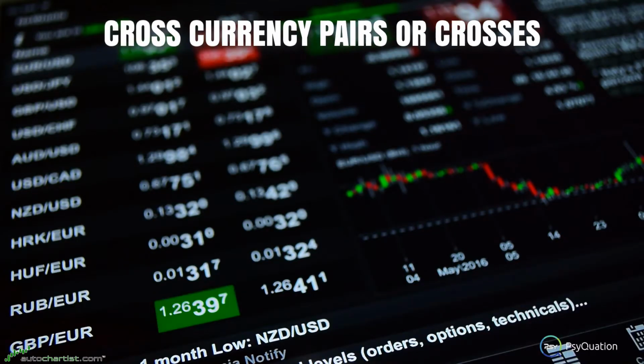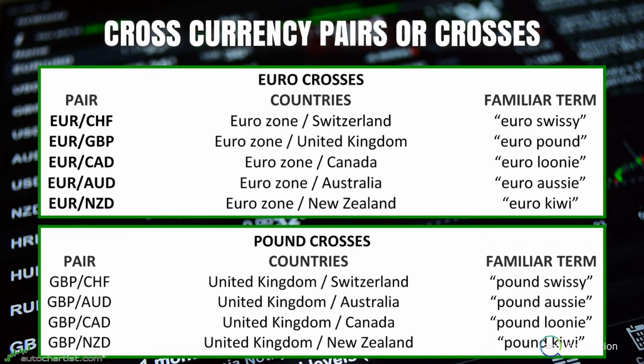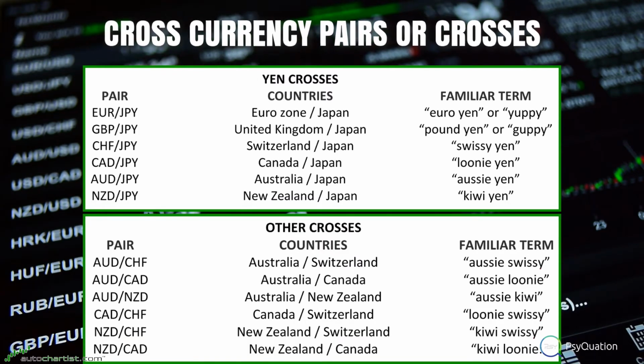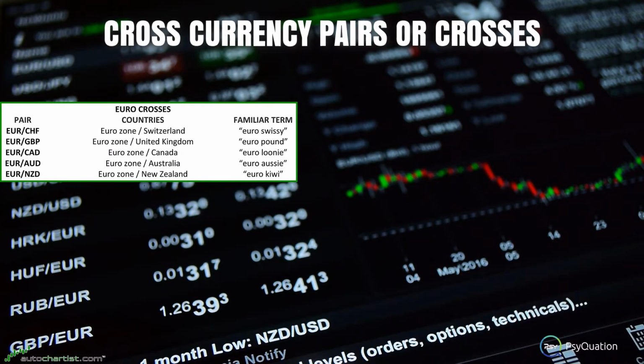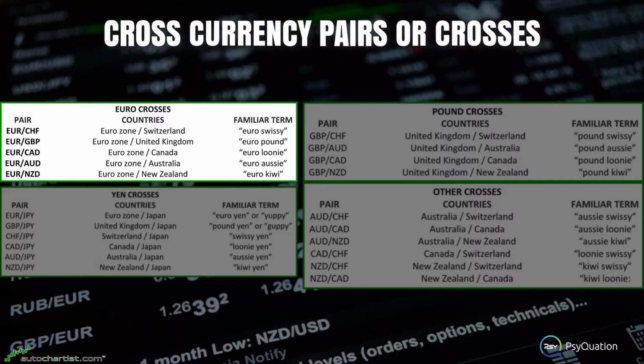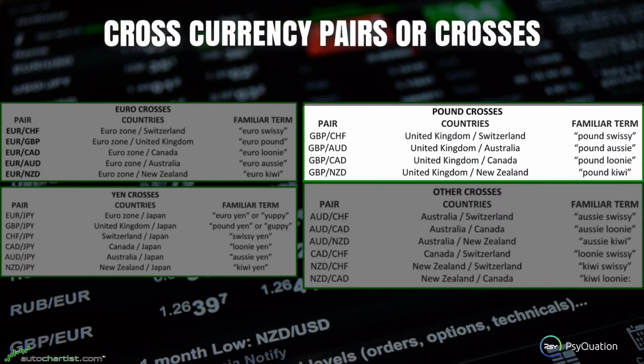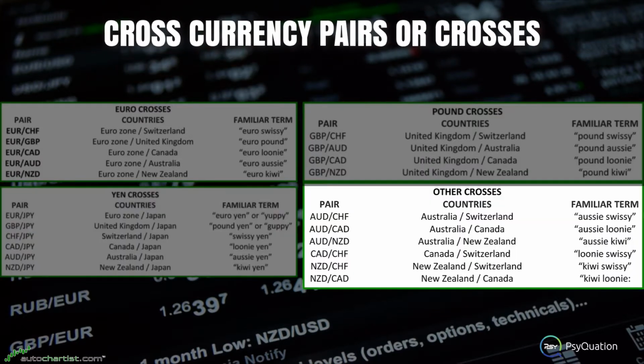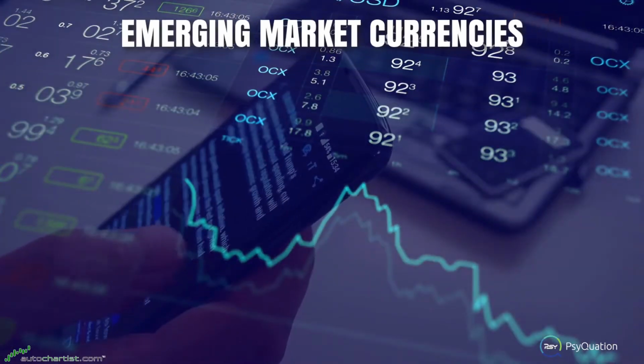The currency pairs that do not involve USD are called cross-currency pairs or crosses. Some individuals also call these the minors. There are 3 major cross-currency pairs: the euro, the pound, and the yen. Euro crosses, pound crosses, yen crosses. Other crosses. Emerging market currencies.